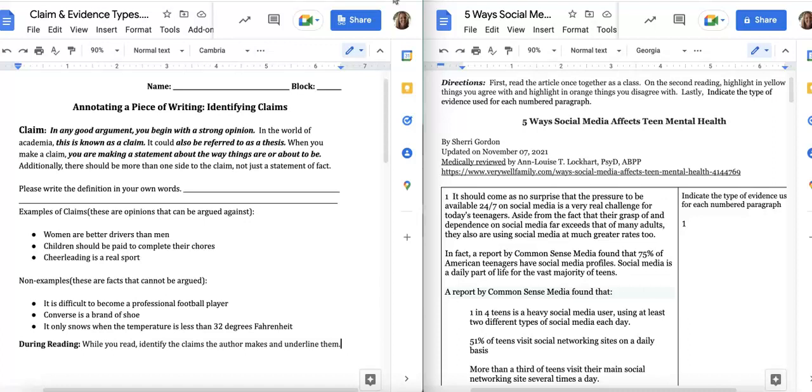After surveying the text, you are then going to do some annotations. So it says, first read the article once together as a class, and on the second reading, highlight in yellow things you agree with, and highlight in orange the things you disagree with. I'm perfectly okay with you picking two different colors.